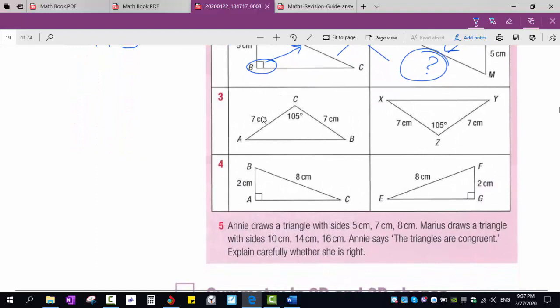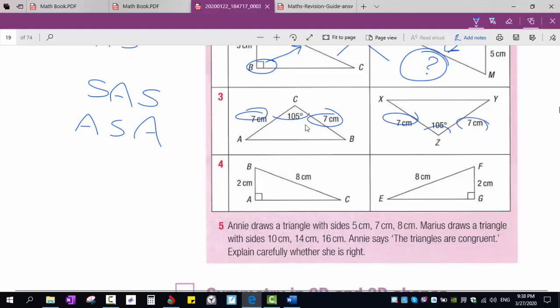Question 3. It sounds like ASA, two angles are equal with the side between them. Oh, actually it's SAS. Two sides are equal with the angle between them. 7, 7, another 7, another 7 here, with the angle between them 105, angle between them 105. So according to SAS, these two triangles are congruent.